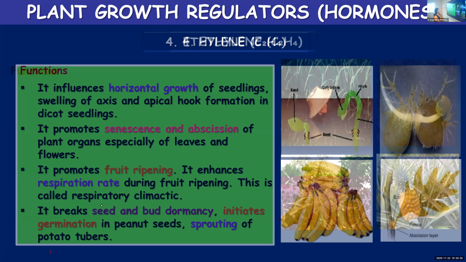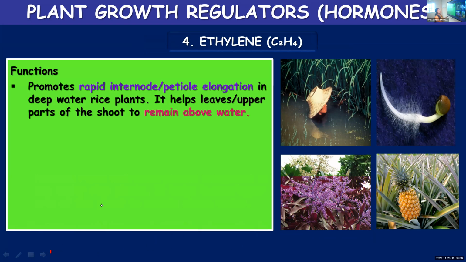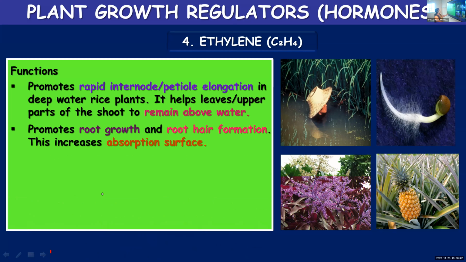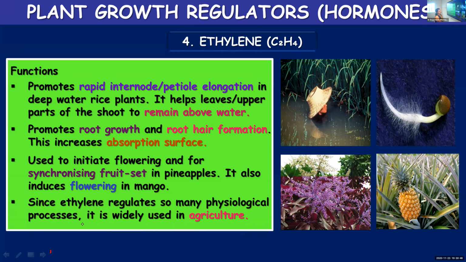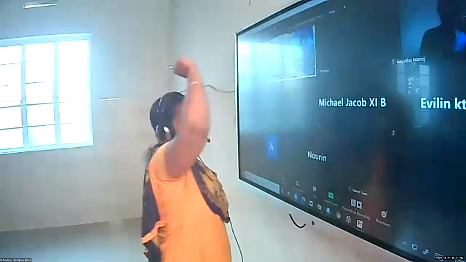It promotes rapid internode and petiole elongation in deep water rice plants so that the leaves and the upper parts of the shoot remain above water. It promotes the growth of roots and root hair formation, helping in increasing the area of absorption. It promotes flowering, synchronizing fruit formation, and flowering in mango is induced by this particular hormone. Since it regulates so many physiological processes, it is widely used in agriculture.